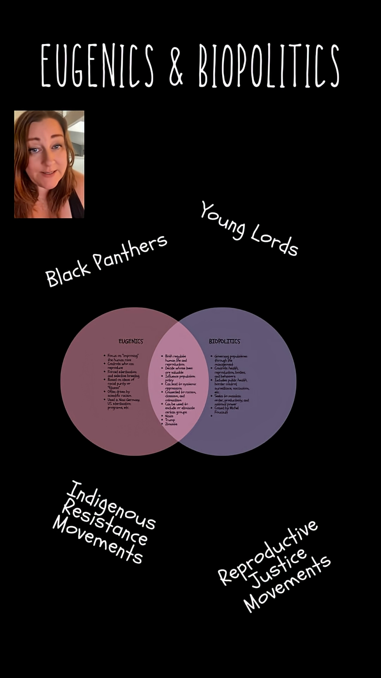And here we have some examples of groups that are not in the Venn diagram. That means they don't do these things. In fact, they do the opposites. Some examples are the Black Panthers, the Young Lords, indigenous resistance movements, and reproductive justice movements.